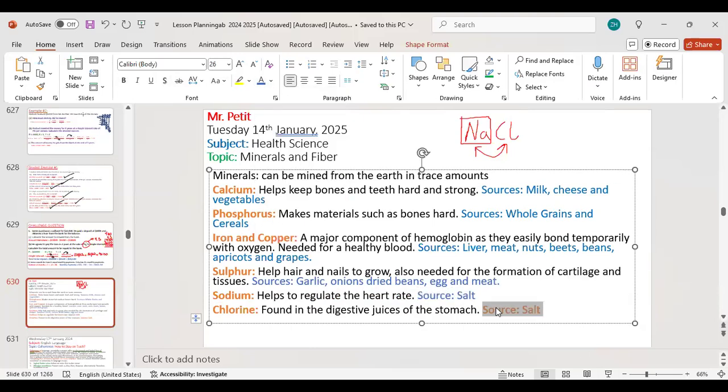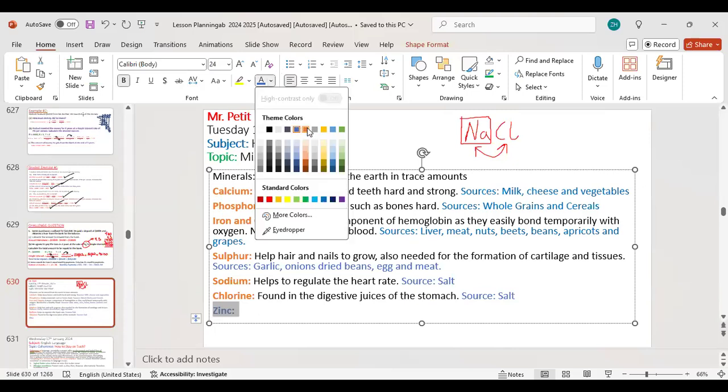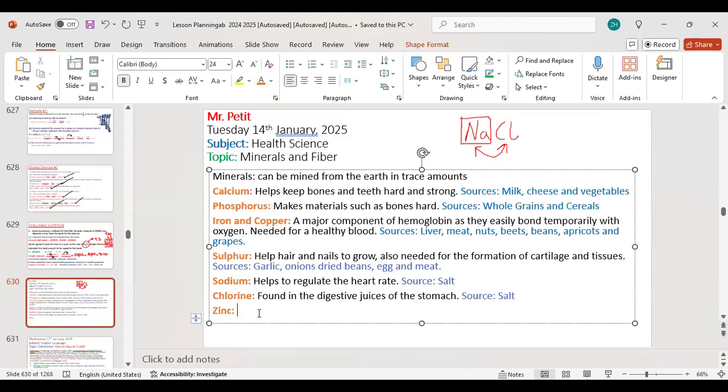Next we have zinc. Have you ever heard of zinc before? Yes, sir. My mommy has the pill up there. What do you use zinc for? Well, I don't know. They gave it to me to take after I had COVID. I really don't know what it's for.